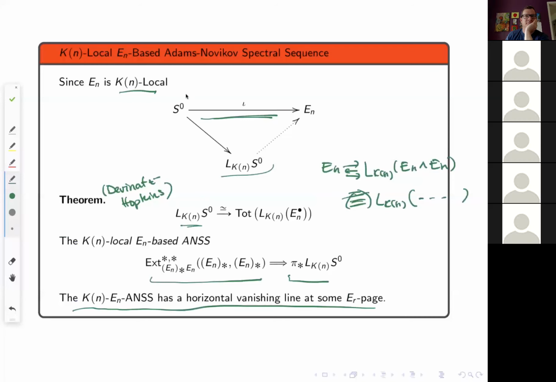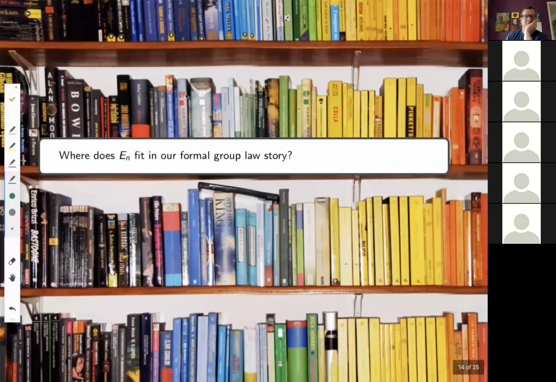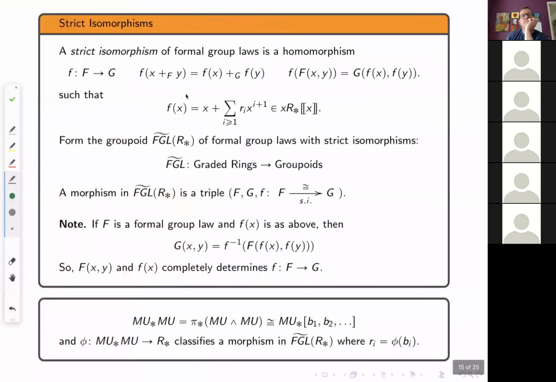Okay, but now it's nice, we have all these machines, but this E_n, this new thing, where does it fit in our formal group law story? MU sort of classified all the formal group laws. E(n), the Johnson-Wilson spectrum, was related to the formal group laws that had height less than or equal to n. So where does this one fit? For that, I'm going to review a little bit of this formal group law stuff. This happened at the end of talk 2, but I did it really fast, so I'm going to do it again.